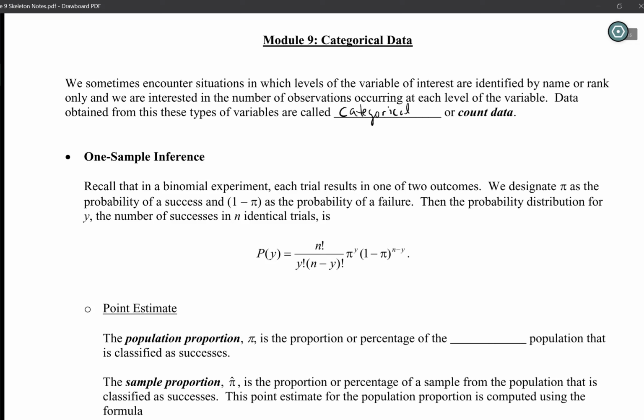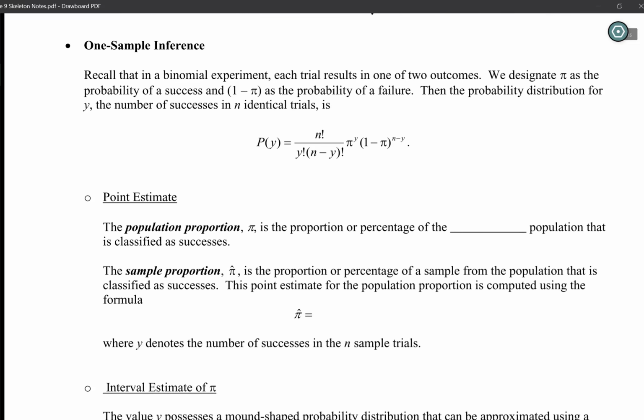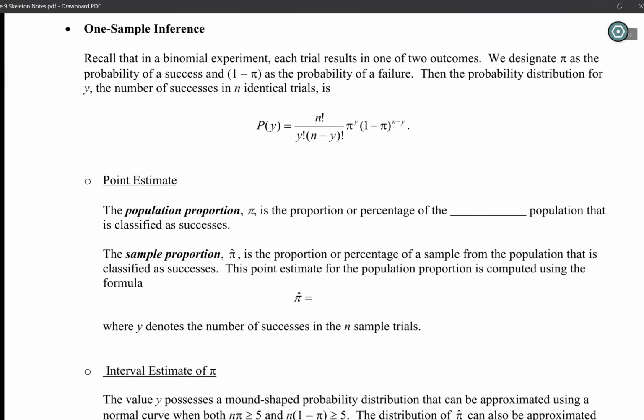All right, so let's start here in the one sample case, one sample inference, and I want you to recall from a binomial experiment way back when, a binomial experiment had Bernoulli trials. Remember, a Bernoulli trial has one of two outcomes, a success or a failure. We designated pi as the probability of success and 1 minus pi as the probability of failure. And then this was the formula that gave us the probability of seeing little y successes out of a sample of size n.